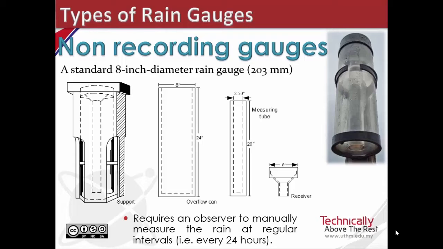For the non-recording gauge, this is a standard 8-inch diameter rain gauge. A smaller metal tube may be located in this larger overflow can. An 8-inch diameter receiver cap may be on top of the overflow can and is used to funnel the rain into the smaller tube until it overflows. The receiver cap has a knife edge to catch rain falling precisely in the surface area of an 8-inch diameter opening.